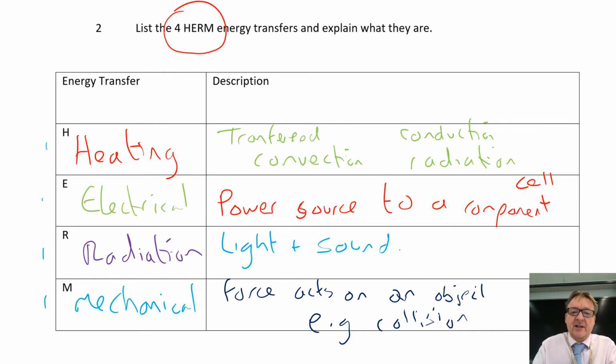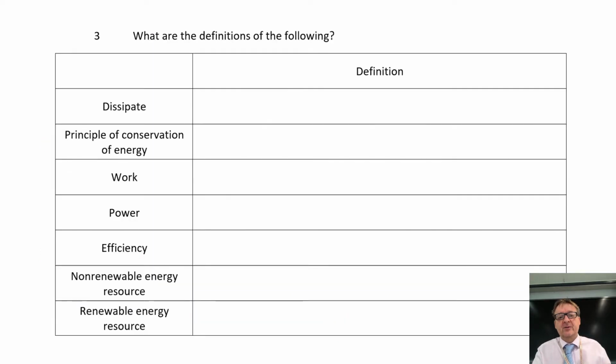Right, so just to summarise that again. We've got all the energy stores on the previous one. HERM is how they transfer from one store to another. So heating can be transferred by convection, conduction, and radiation. Electrical comes from a power source, and the power source sends electrical energy to a component, for example, a cell. The transfer of radiation is in the form of light or sound, and mechanical is when there's a force. My writing is terrible there. Collision, object. Okay, so that's question number 2.